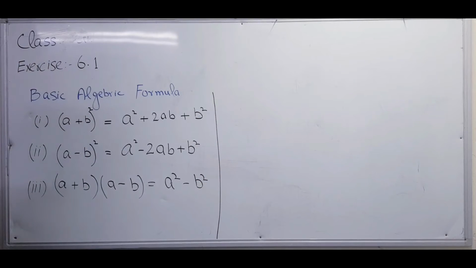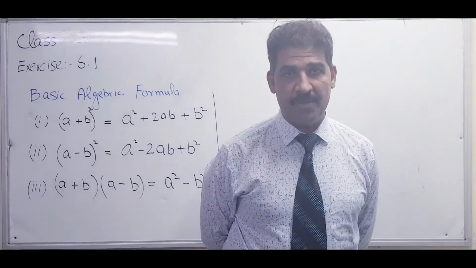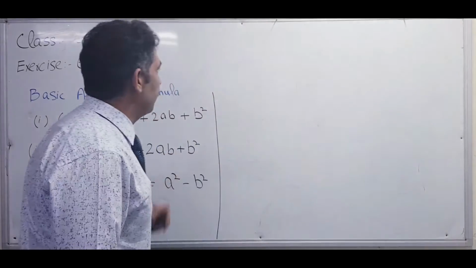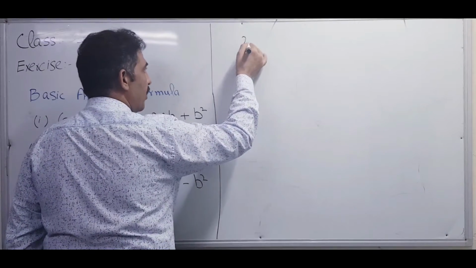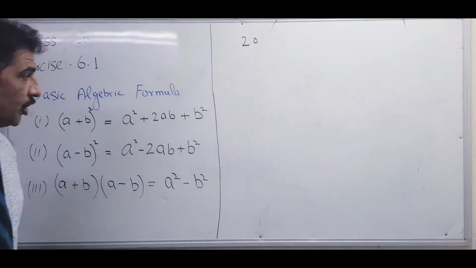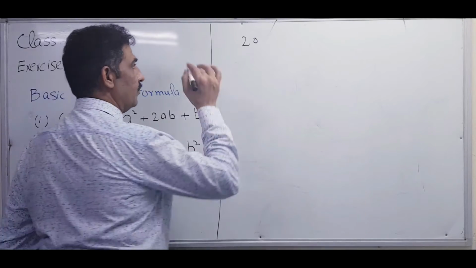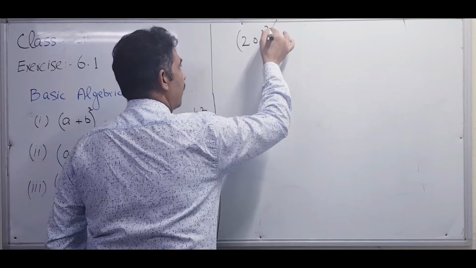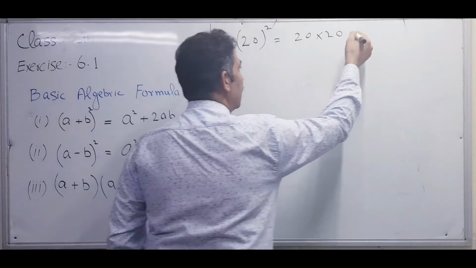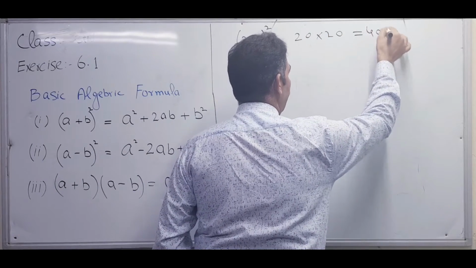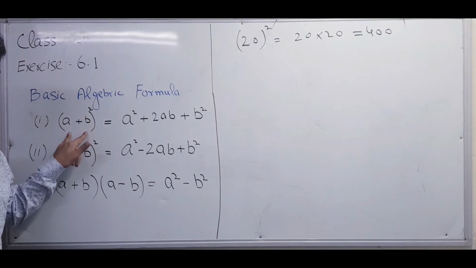Now, how do we use these formulas in exercise 6.1 or with whole numbers? I will explain with one example. Like the number is 20. On the left hand side, according to the formula, 20 square is 20 multiplied by 20, and we get the result 400. Correct? That is the left hand side.